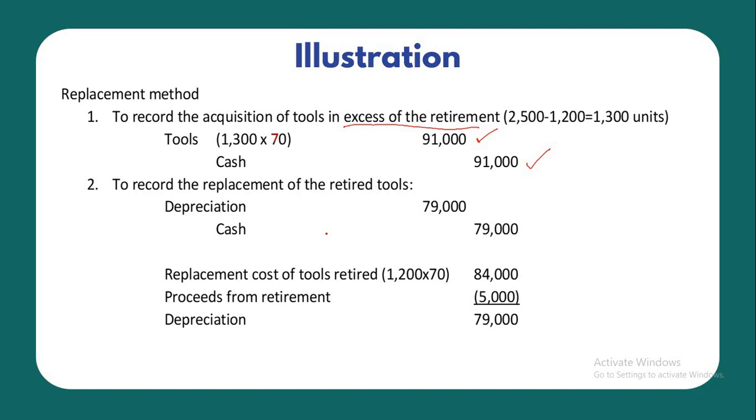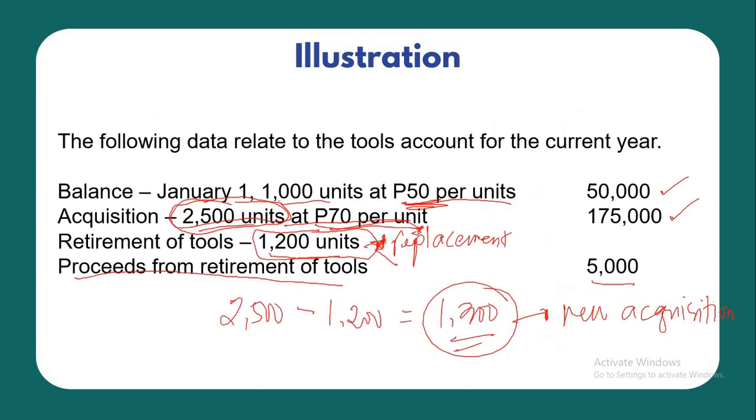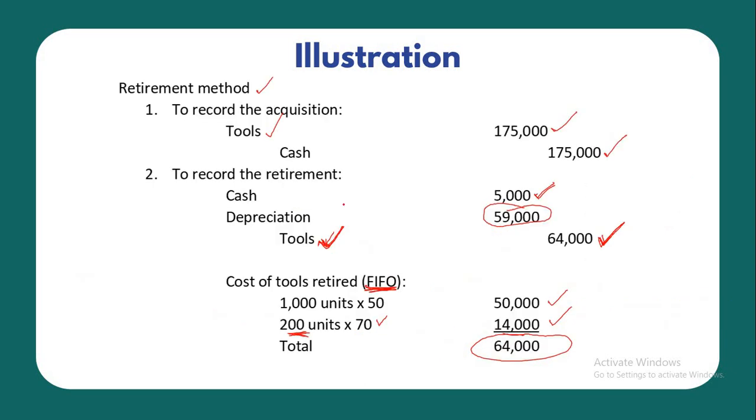There is no retirement to recognize. Instead, you go directly to replacement. But what we recognize instead for the replacement is the depreciation. Okay? So, how did we get the depreciation? That is the replacement cost of the tools retired, 1,200 times its replacement cost. So, the replacement cost is the acquisition cost of what was purchased, and that is 70. Okay?